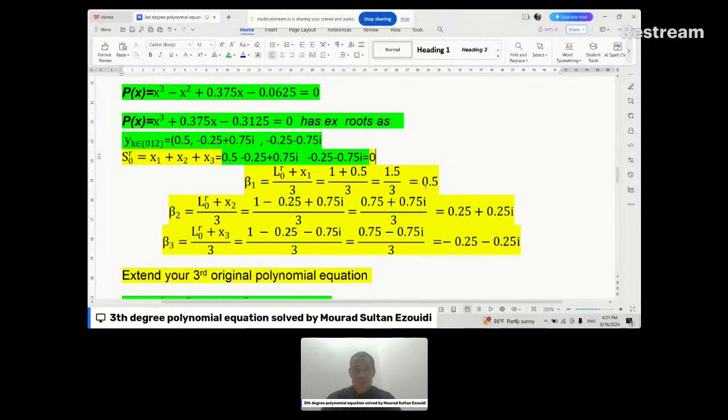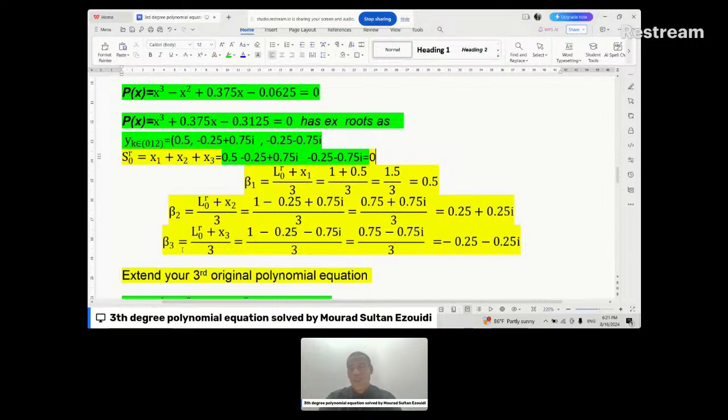If you replace x with 0.5 in your original polynomial equation, you will get that it is already equal to 0. And then beta 2 equals L0 over r plus x2, where x2 is the second root of your new third degree polynomial equation, divided by 3. Just calculation done, substituting. So I will obtain 0.25 plus 0.25i, because it's a complex number.